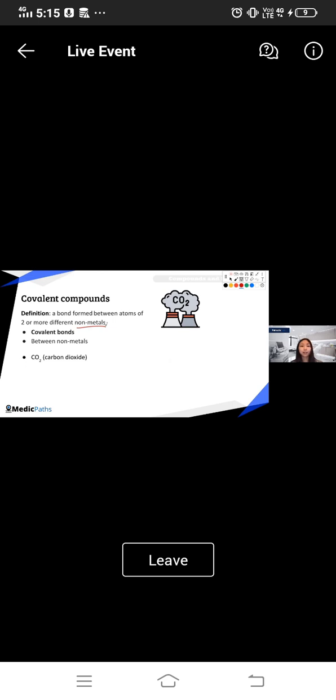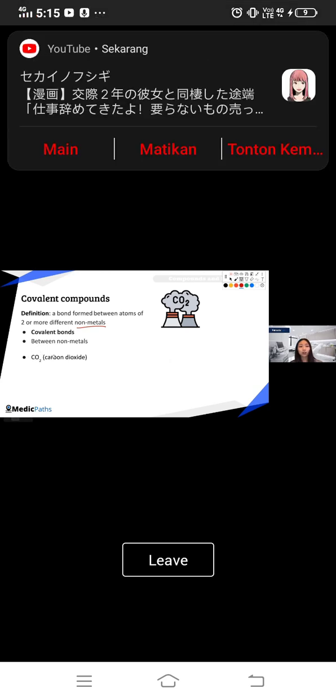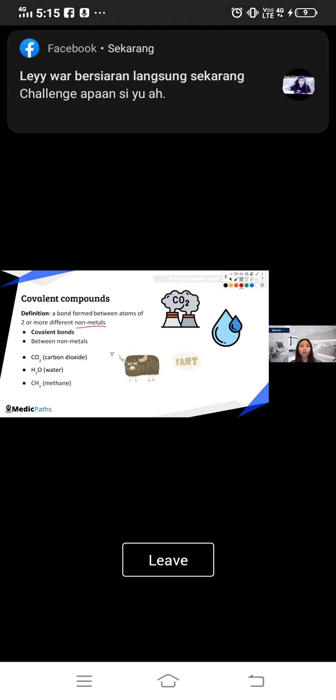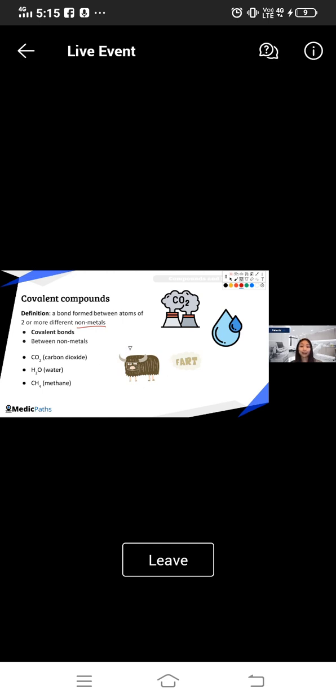So examples like carbon dioxide, CO2. Okay, so these aren't charges that we're talking about. They're both non-metals. Water is also an example of a covalent compound. Methane, if you know it, CH4. If you guys know, a big source of methane in our atmosphere is actually cows farting. And ethanol, so like a type of alcohol.